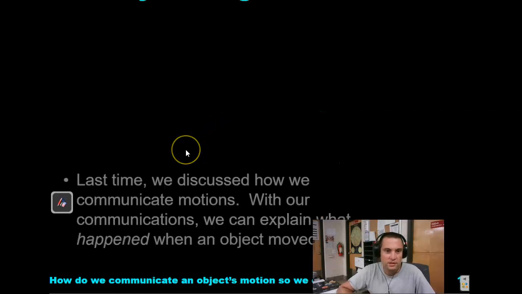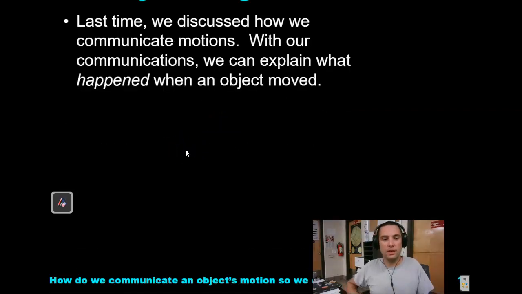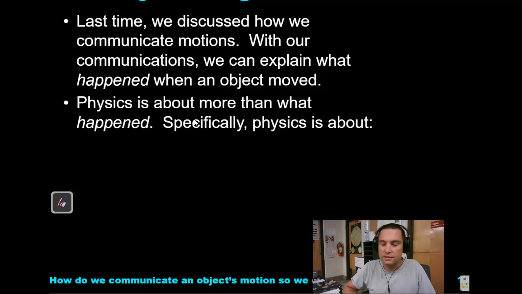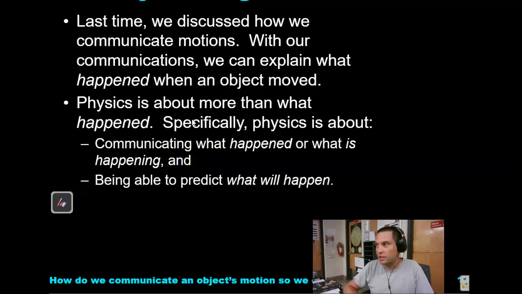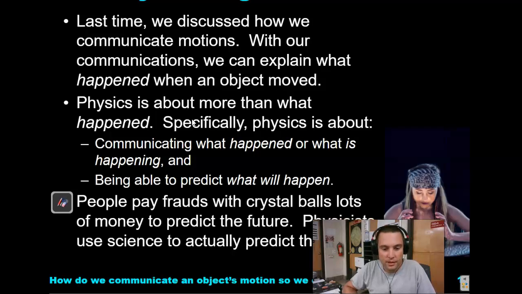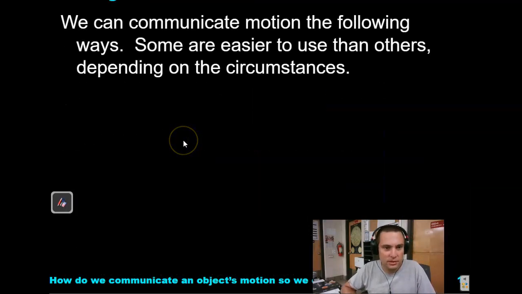Why do we need to learn this? Last time we discussed how we can communicate motions with our communications. We can explain what happened when an object moved. Physics is about more than what happened. Specifically, physics is about communicating what happened, what is happening, and being able to predict what will happen. People pay frauds with crystal balls lots of money to predict the future. Meanwhile, we physicists use science to actually predict what's going to happen.